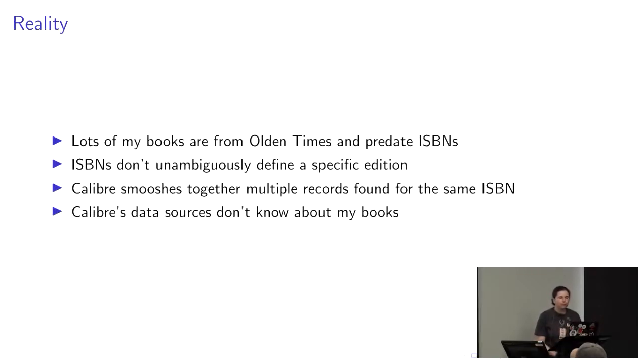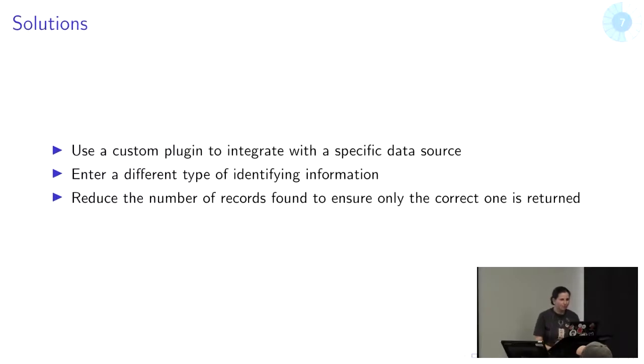So Calibre also helpfully smooshes together multiple records that it finds for the same ISBN if it downloads stuff from multiple sources, which is clearly not what I want here either. Also, most importantly, Calibre's data sources don't know about the vast majority of my books, because by default, Calibre searches for metadata in big popular online sources like Amazon, other bookshops. There are a couple of library websites, but they're very limited, and most of my books, I just can't find there. So what do we need to do about that?